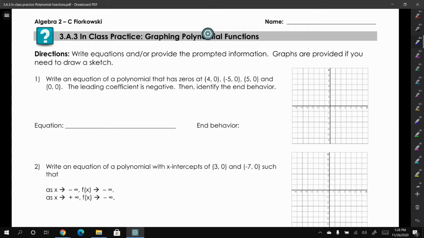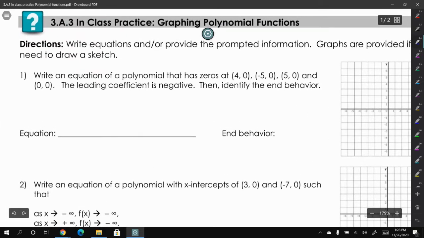So number one here says write an equation of a polynomial function that has zeros at 4, 0, negative 5, 0, positive 5, 0, and 0, 0. The leading coefficient is negative, and we're going to identify the end behavior.